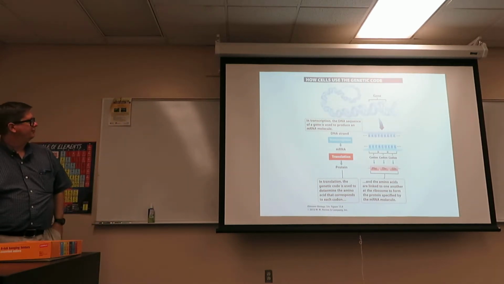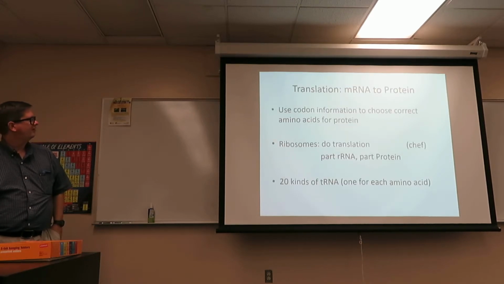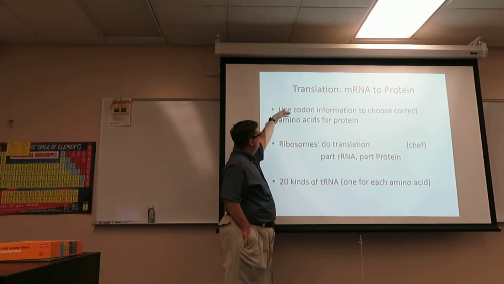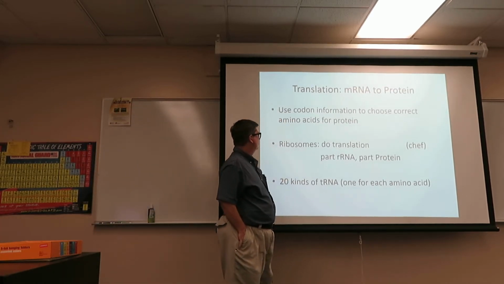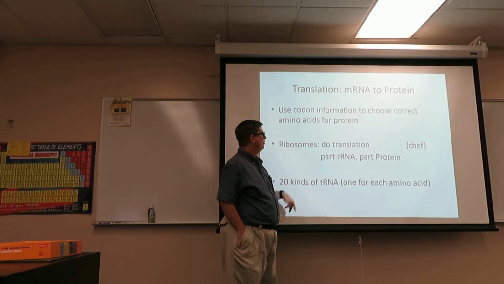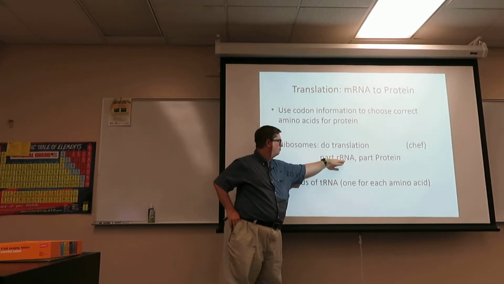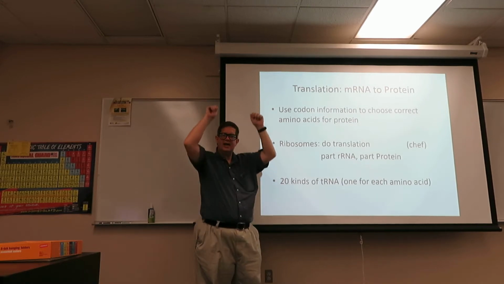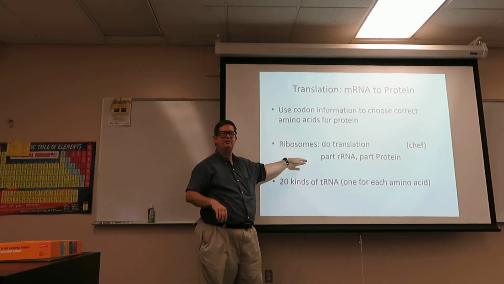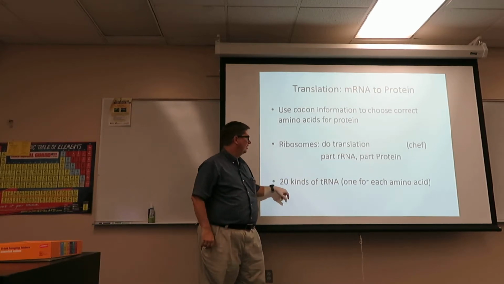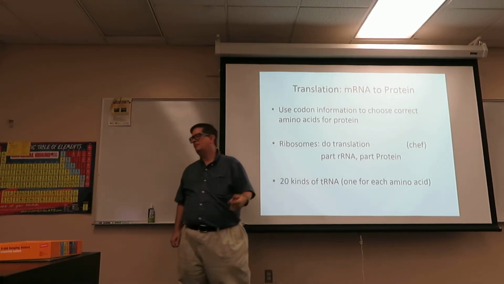So we know that we do transcription in the nucleus, we do translation out of the nucleus, that's fine. The codon will tell us what amino acid we're going to use. Ribosomes in the cartoon are the chef. They're mostly rRNA, but they have a little cap of protein, smaller subunit of protein. Everybody good? All right.